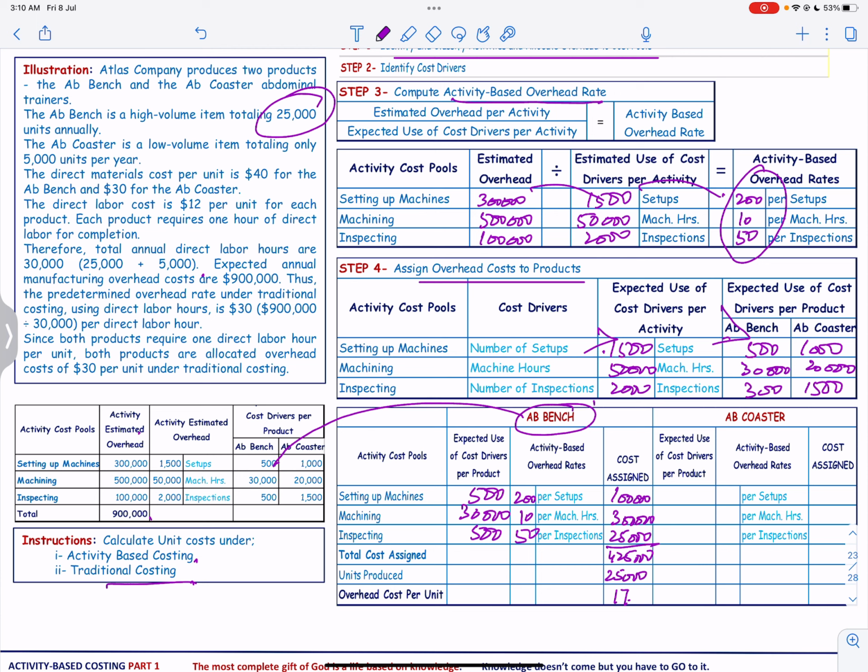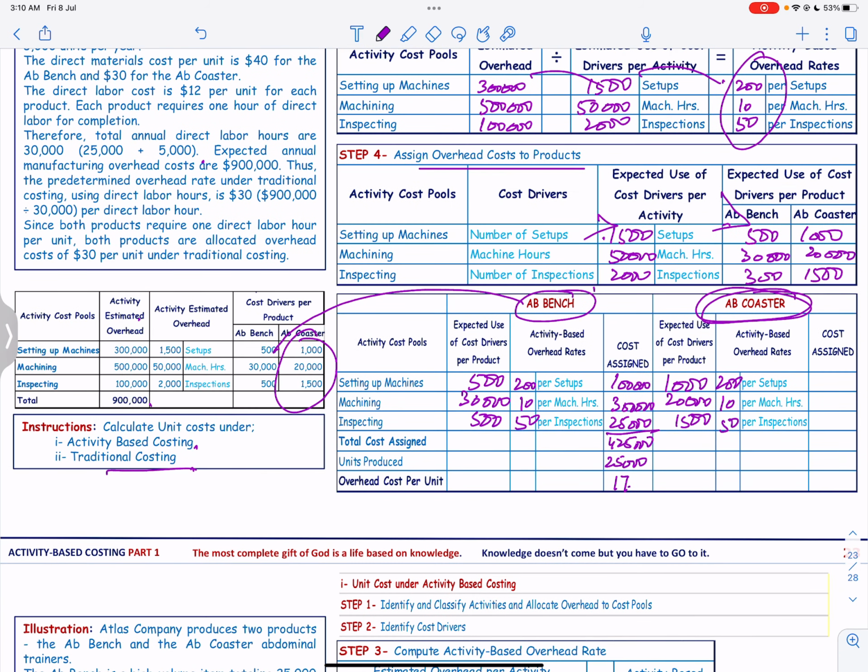Next, we go for the ab coaster. For the ab coaster, again we have 1,000, 20,000 and 1,500. The rate we have already calculated, 200, 10 and 50. So the cost assigned for ab coaster will be 200,000.